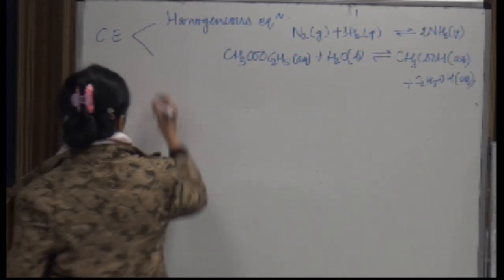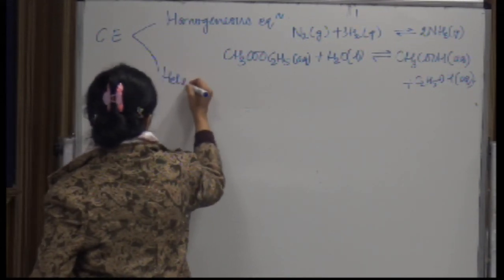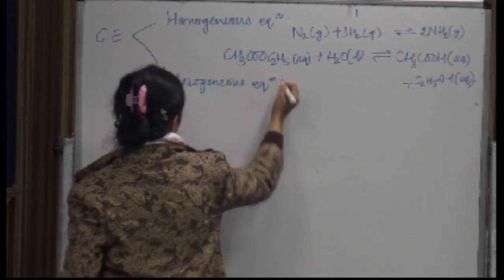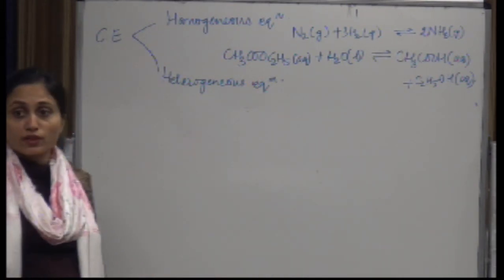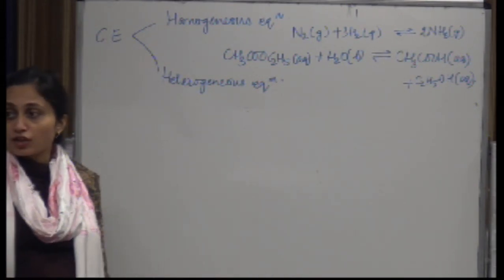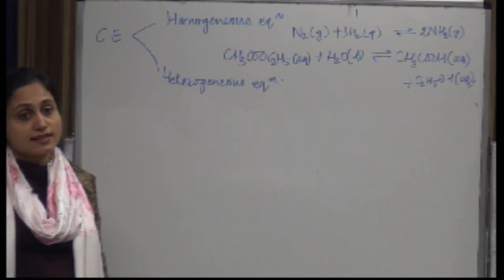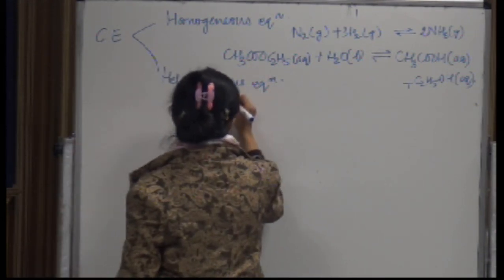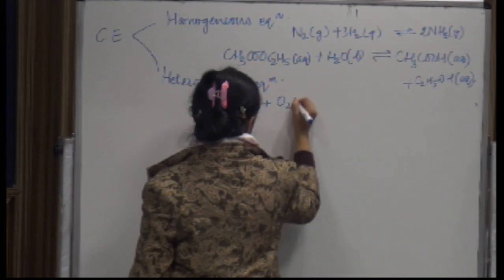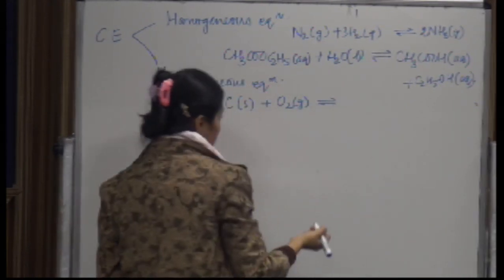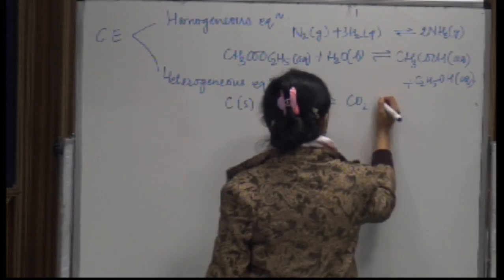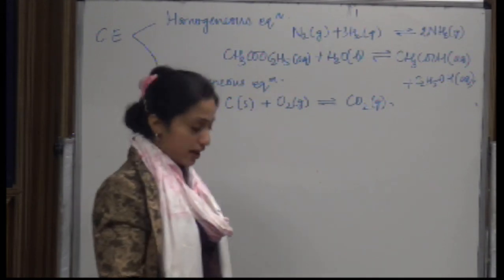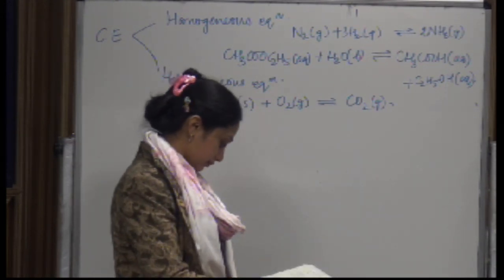Then you will have a case of heterogeneous equilibrium where the state of the reactants as well as the products will not be the same. Even if one of the reactants or one of the products is in a different state, you say that this is a case of heterogeneous equilibrium. Like for example, I can just talk about any reaction where you have say C solid plus O2 gas giving you CO2. That's CO2 in the gaseous form. So in this case you have one of them as solid. I've just taken up a weird example.